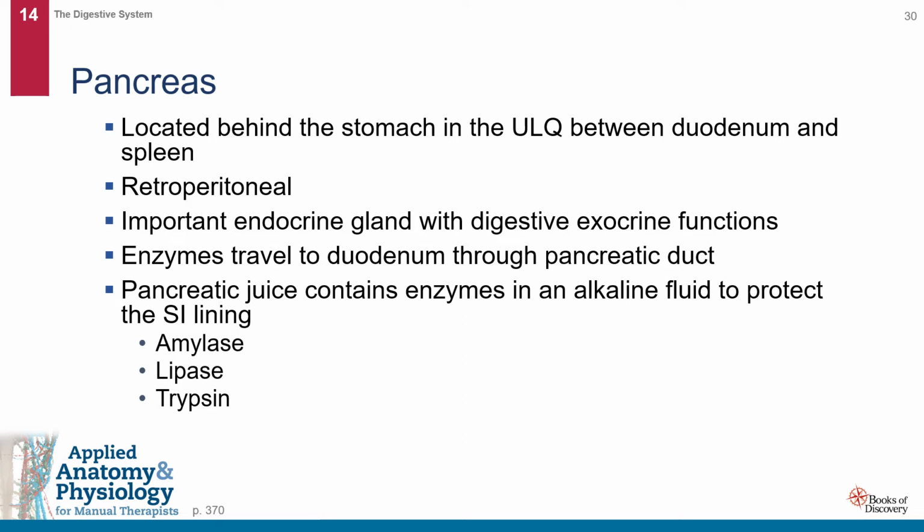Enzymes from the pancreas are transported through the pancreatic duct to the duodenum, where they are active in the chemical digestion of proteins, fats, and carbohydrates. These digestive enzymes are mixed and transported in an alkaline fluid called pancreatic juice, which protects the lining of the small intestine by neutralizing the acidic chyme that has just left the stomach.